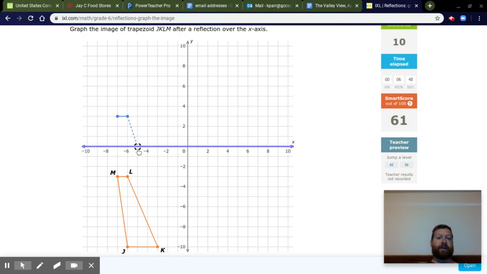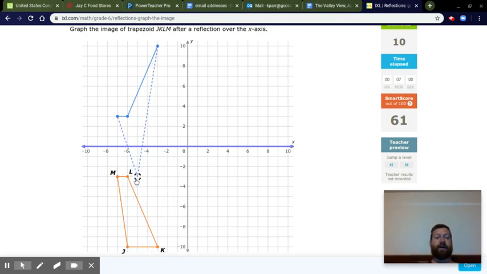Now, every now and then I have to figure out which point has to come next. I'm going to try K. I can see that it is 10 away from the x-axis. So I'm going to take this point and move it up here 10 away from the x-axis in the opposite direction. And then last, I can see that J is also 10 away.